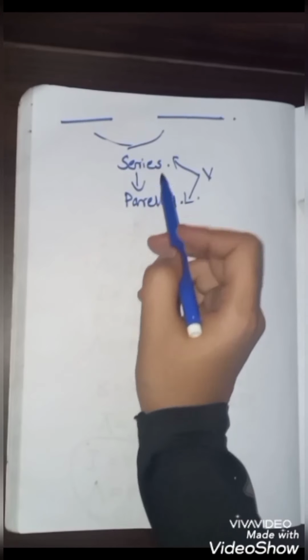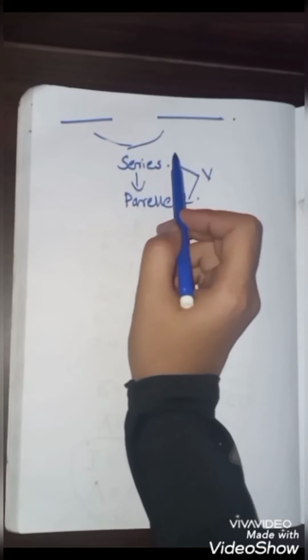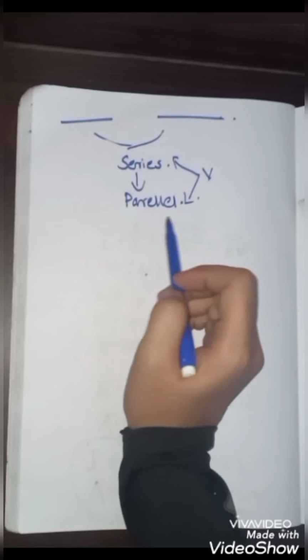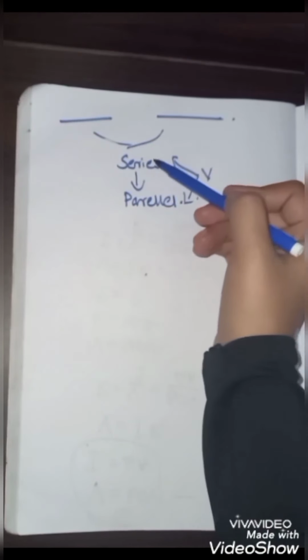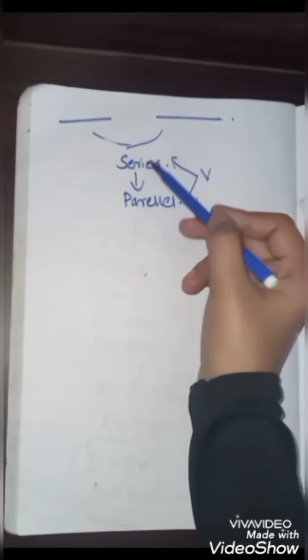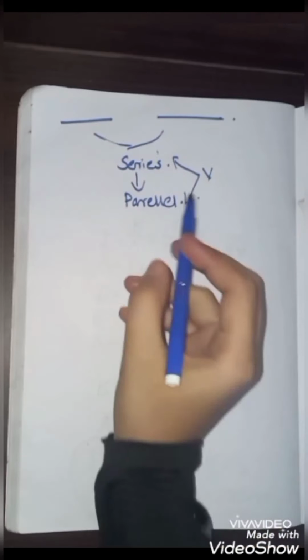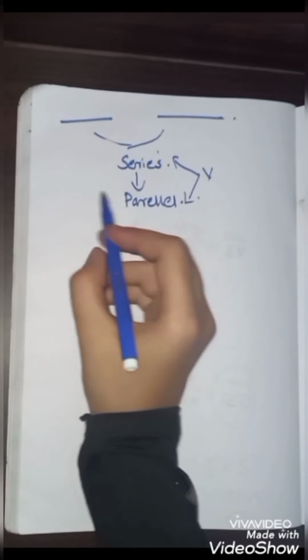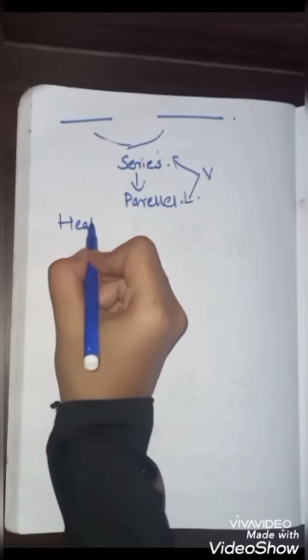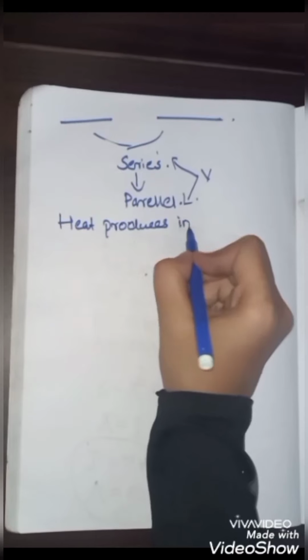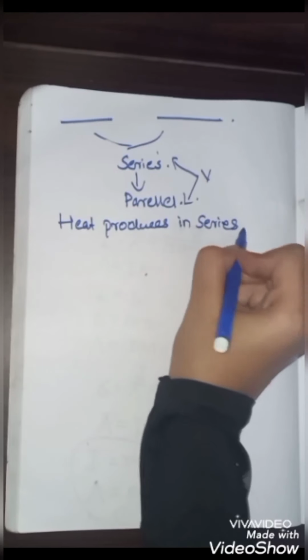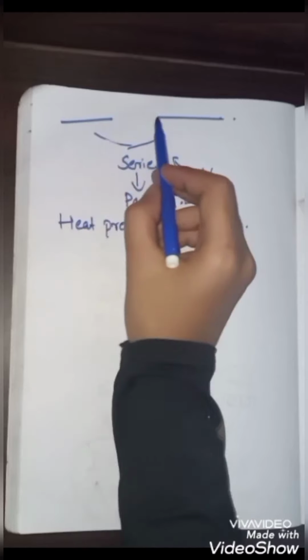Here we have to find the heat produced in the series connection and the heat produced in the parallel connection of these two wires, and at last we can find the ratio between the heat produced in series and in parallel. First, we can calculate the heat produced in series. Before that, we have two conducting wires.